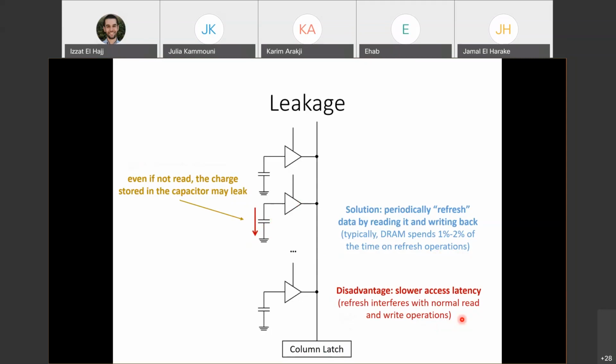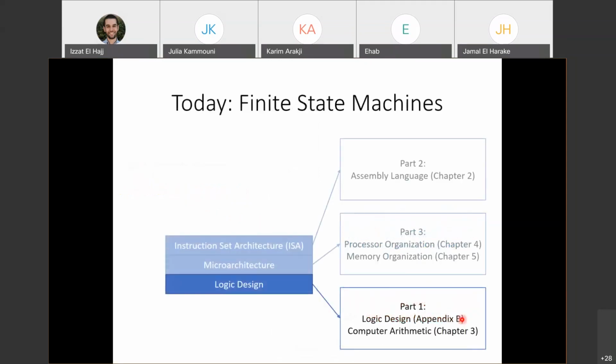So that was a quick overview of what we covered last time. Any questions about last time's material before we move on to talking about finite state machines today? Does anyone have any questions? Okay, all right. Then let's get started.